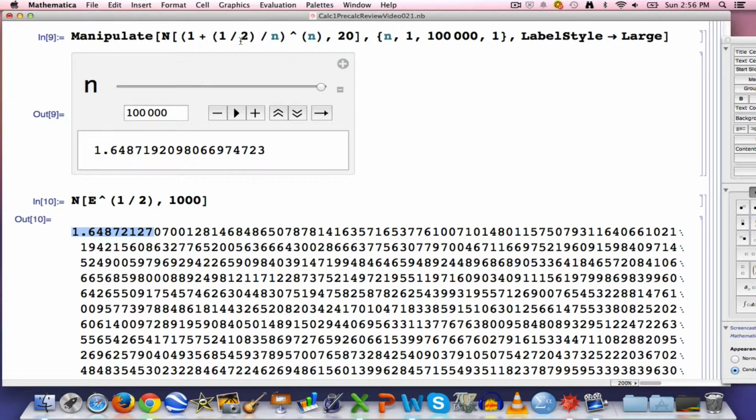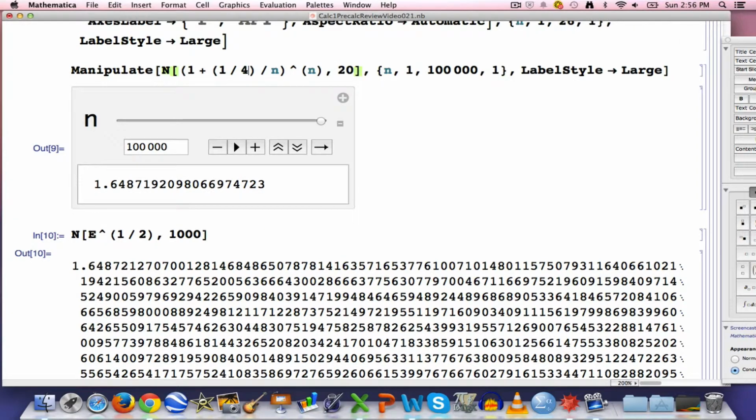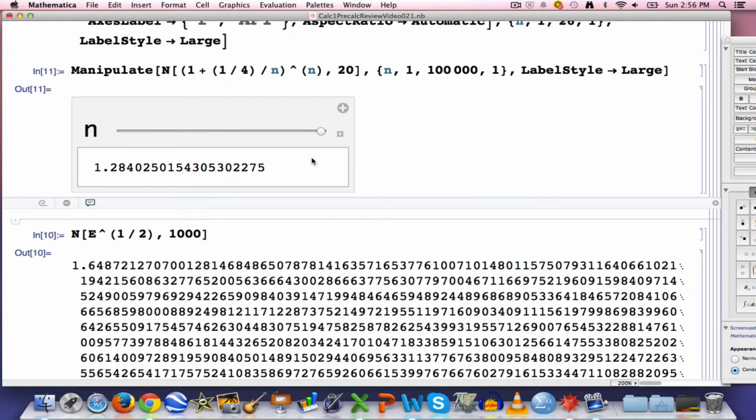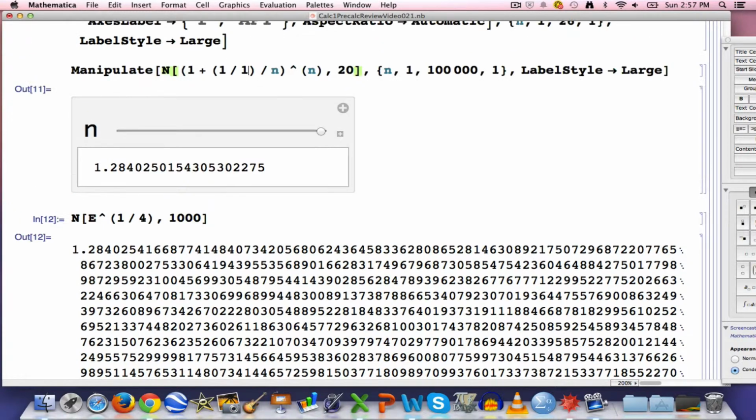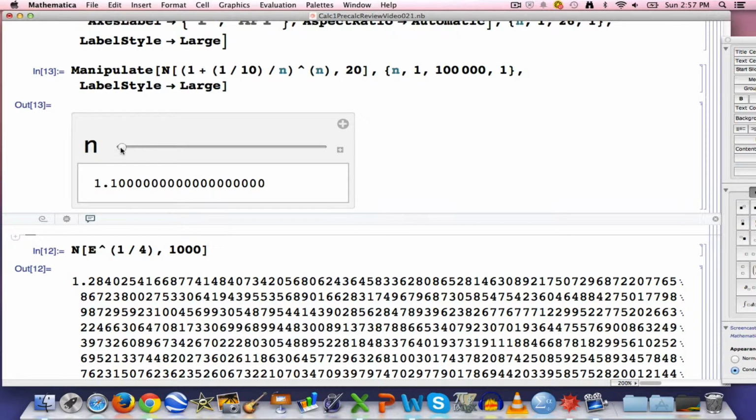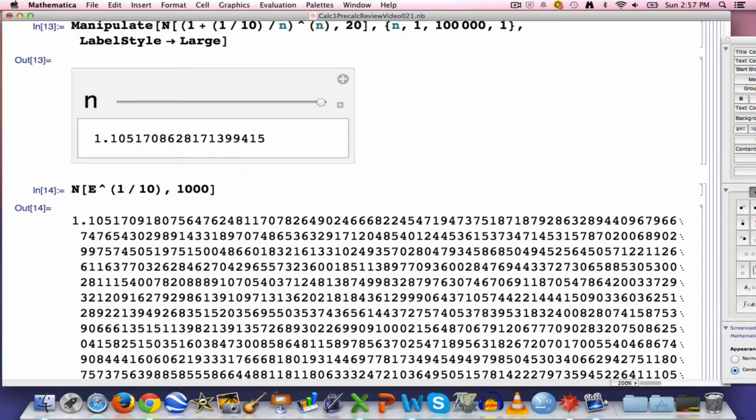What if the interest rate was 25%, so r was 1/4? Now we're approaching 1.284. That, as you might guess, is e to the 1/4, approximately. What if r was 10%, 1/10? Now we're approaching, as you might guess, e to the 1/10, the 10th root of e, 1.10517.